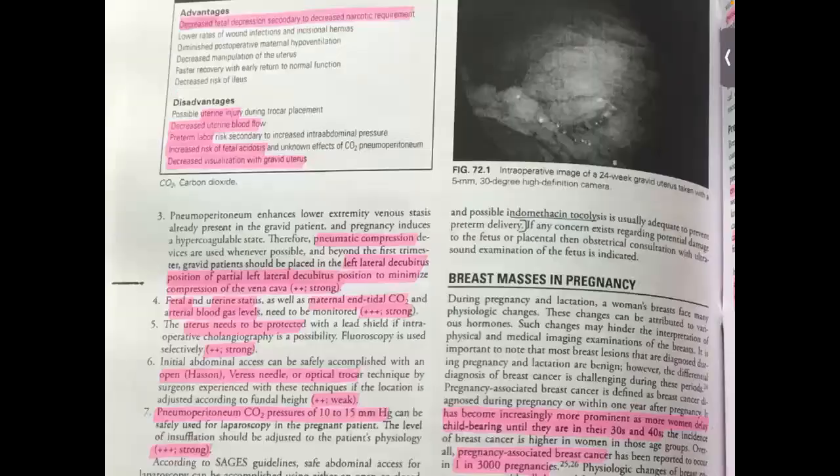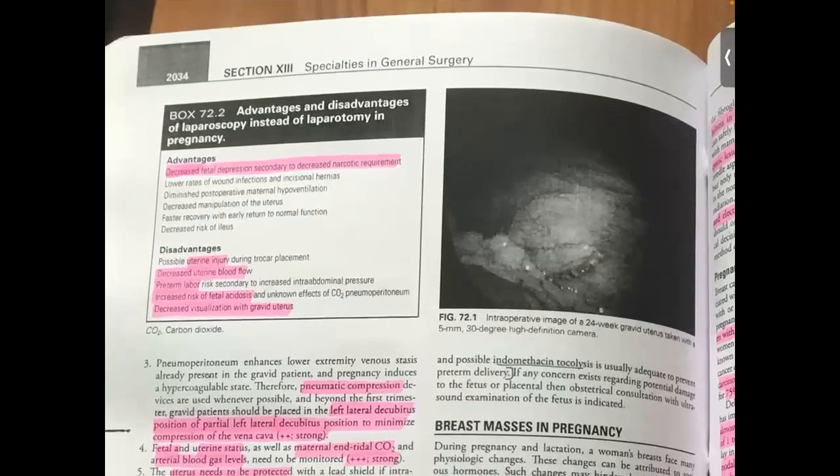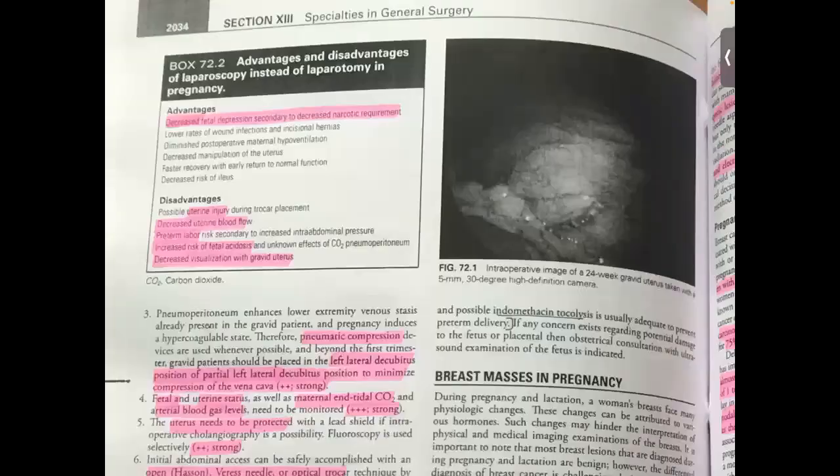So the advantages of laparoscopy: decreased fetal depression secondary to decreased narcotic requirement, lower rates of wound infection and incisional hernia, diminished post-operative maternal hypoventilation, decreased manipulation of the uterus, faster recovery with early return to normal function, and decreased risk of ileus. So these are the advantages. What are the disadvantages? Possible uterine injury, decreased uterine blood flow, preterm labor, increased risk of fetal acidosis, and decreased visualization with the gravid uterus. So those are the disadvantages.